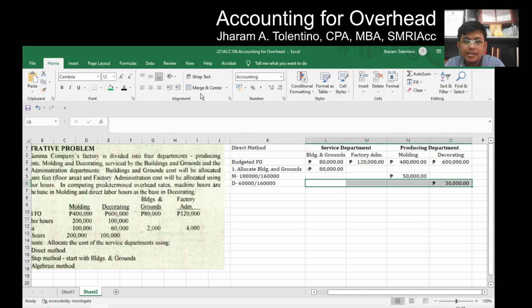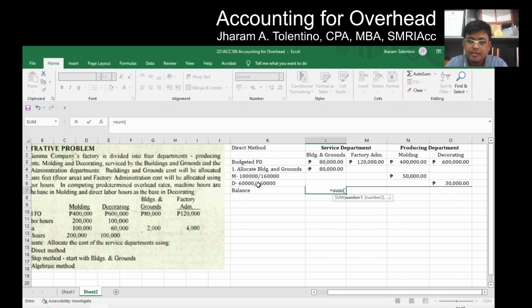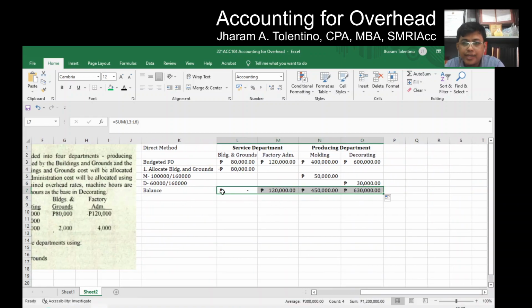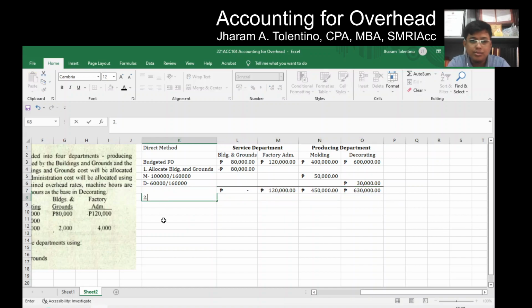So, yun yung first. Then, get the balance. So, ito ay syempre 0. Kunin mo natin sa times. So, we have 0, 120, and 550. Okay, next. Number 2, allocate factory admin. So, magkano si factory admin? 120,000. This is minus 120.